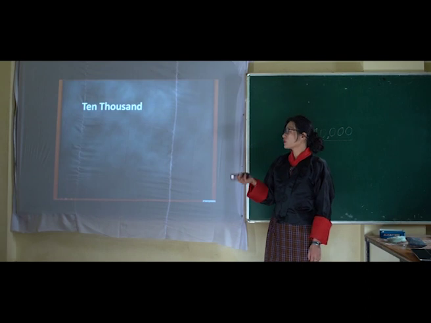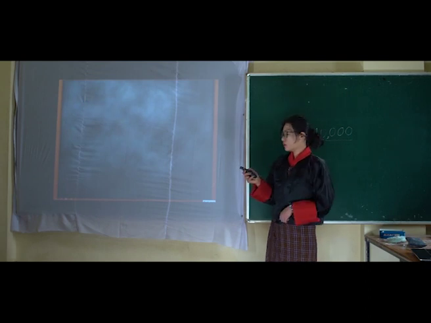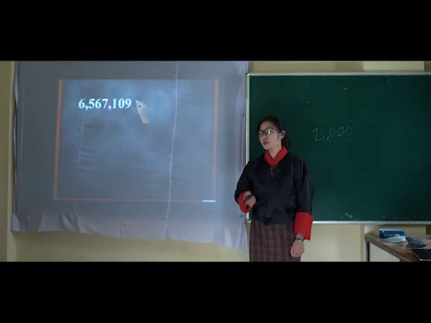Now let's move on to even larger whole number. Look at this. How many digits do you see? 1, 2, 3, 4, 5, 6, 7. There are 7 digits in this number. How do we read this number?